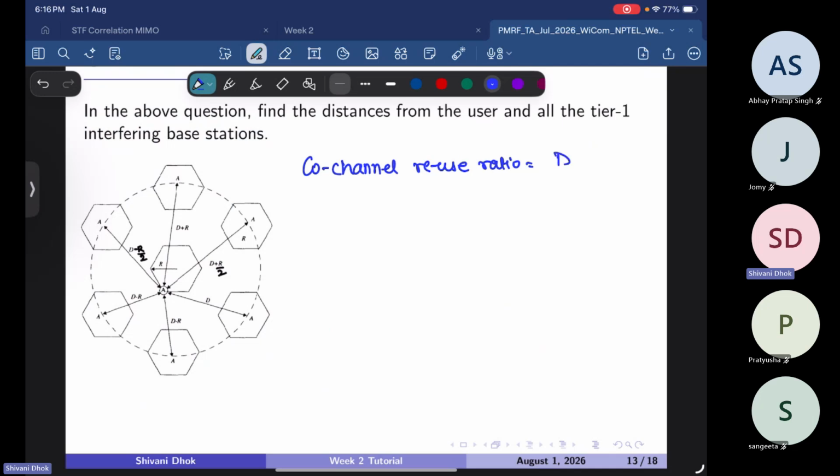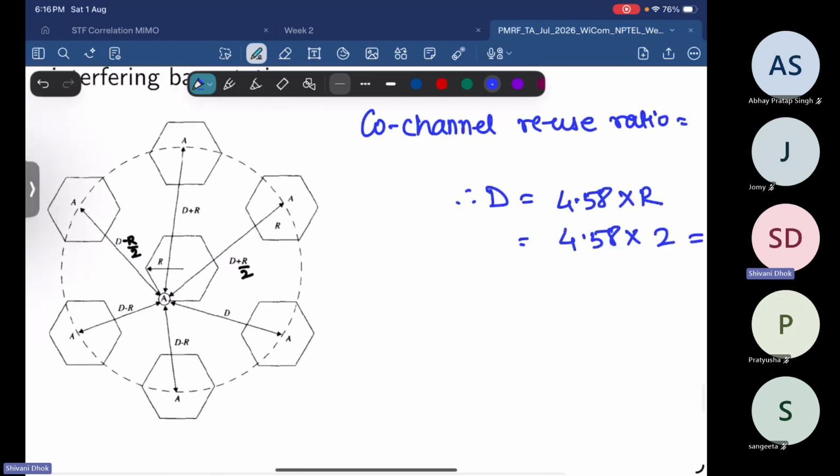So co-channel reuse ratio is d by r, which is also equal to under root of 3n, which we had obtained in the previous question, that is 4.58. So therefore your d is equal to 4.58 into r, and r is 2 kilometers. So 4.58 into 2, that is 9.16 kilometers. So now we know the distances. What we will do is, let's say we need to find all these distances, so we'll number these.